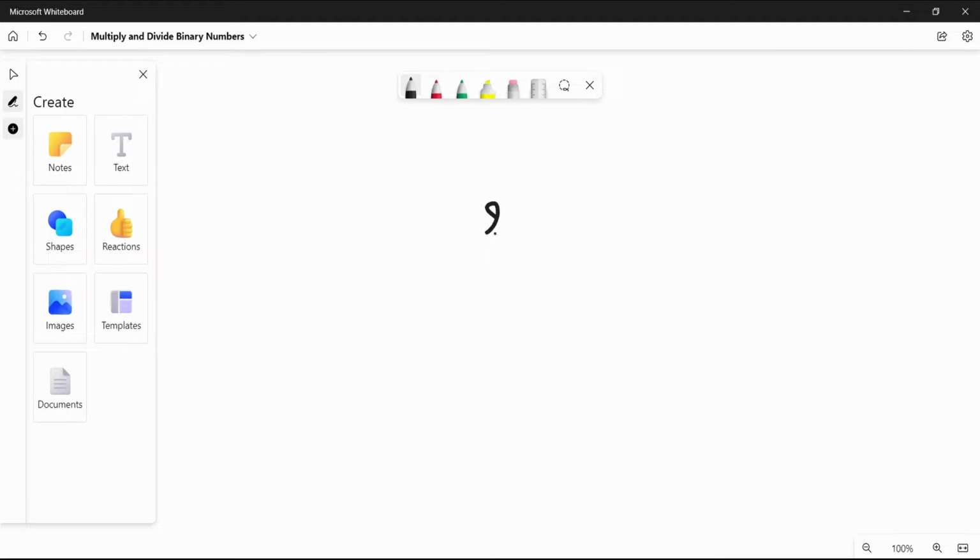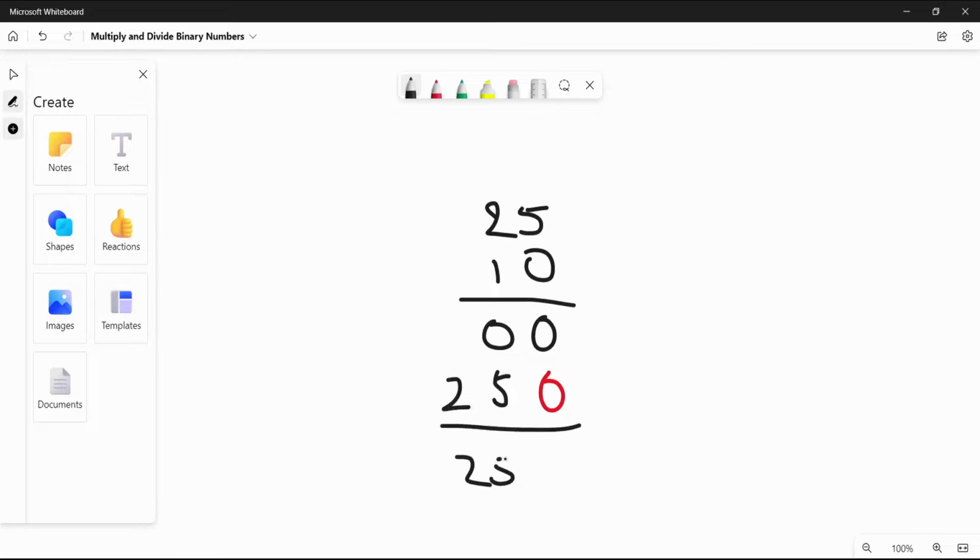If I say 25 multiplied by 10, first we start with the 0. So 0 and 5 is 0, as well as for 2. Then we shift one time to the left by adding a 0 and then we start with 1. 1 and 5 is 5 and 1 and 2 is 2, so we got 250.